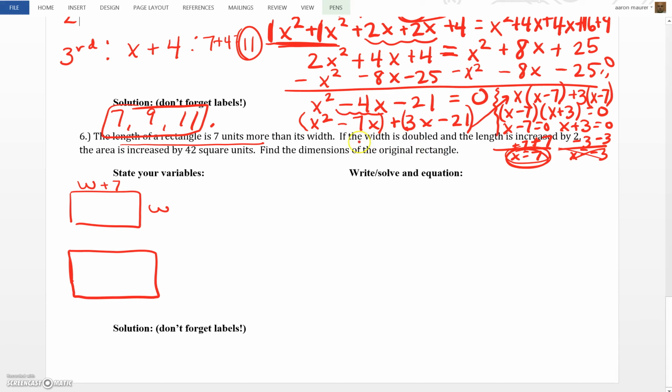Then it says if the width is doubled, so now we're talking about this one down here. So if I double this width, if I double anything, I multiply it by 2. So that becomes 2W. And then it says the length is increased by 2. So if I go up here and look at this length, it would be W plus 7, but then that's increased by 2. So really, it is W plus 9.